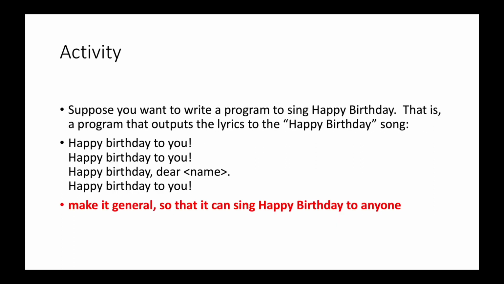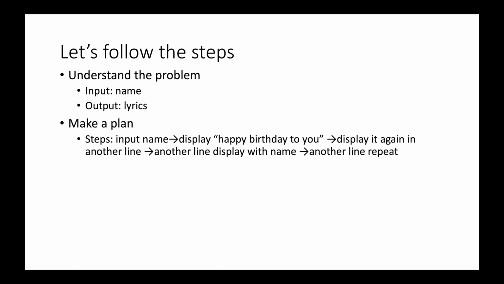Let's take this activity in your worksheet as an example. We want to write a program to sing happy birthday. This program outputs the lyrics to the happy birthday song, happy birthday to you. We all know this song. What we want to do is make it very general so it can sing happy birthday to anyone. If we take a look at what we want to solve, in this case, our input is going to be the name and the output is going to be the lyric containing the name. Because we want it to be generic, usable for everyone, we'll first ask for a name as an input. The next step is to display the happy birthday to you. We display again on another line, now with a name, and repeat on another line.